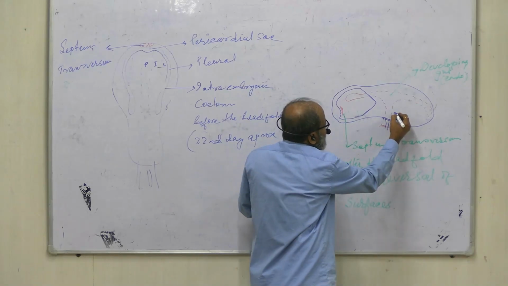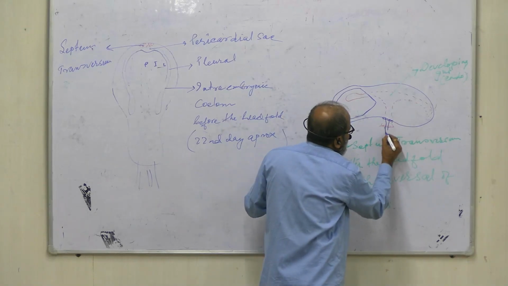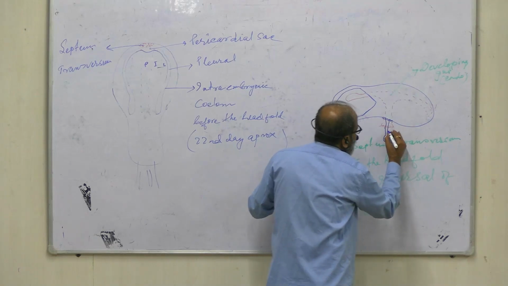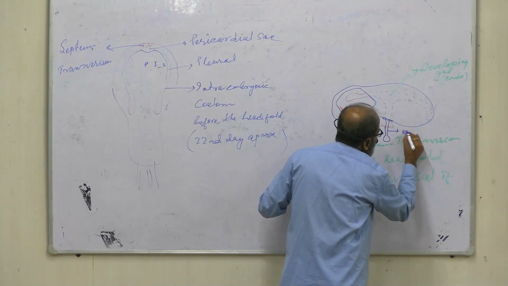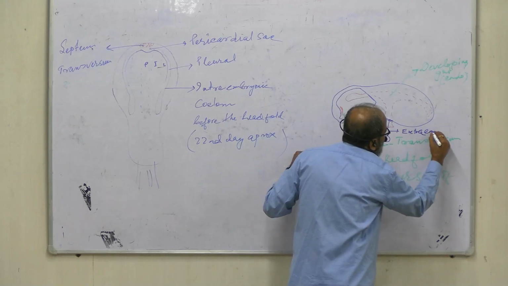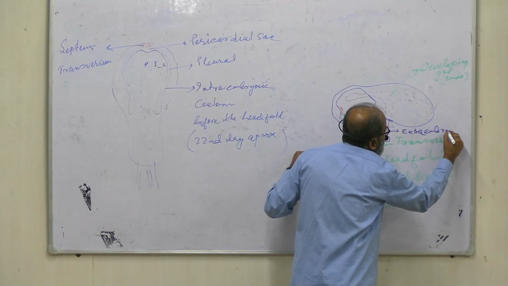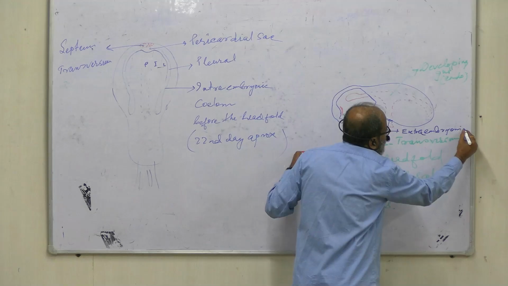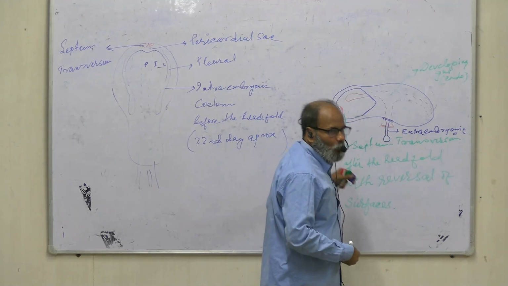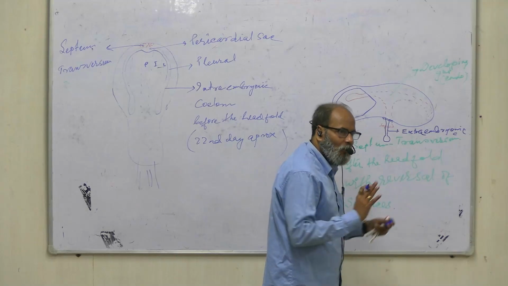Right? This is the pouch that comes out through the umbilicus. This is called the extraembryonic coelom, which is entering through the umbilicus into the umbilical cord.